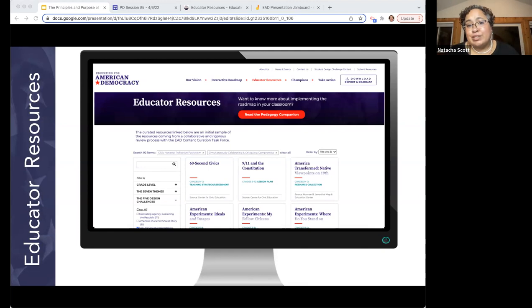Also, the Educator Resource Library. Curry mentioned some amazing resources from the National Constitution Center. Jason mentioned tons of resources that he uses in the classroom.